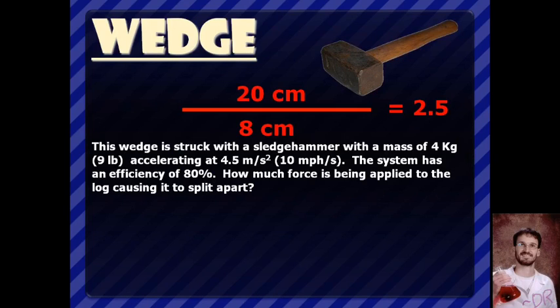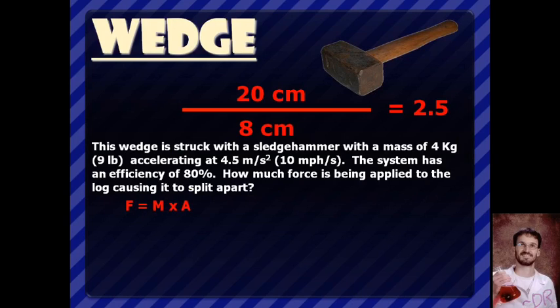If the system has an efficiency of 80%, which means only 80% of the force actually makes it through, everything else is lost to friction, how much force is being applied to the log by the wedge, causing it to split apart?